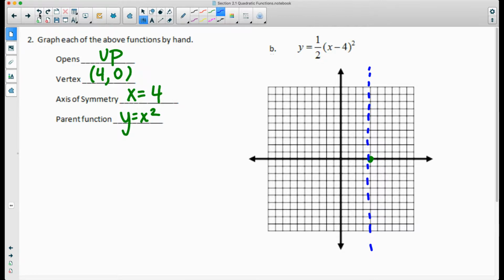And then if I plug in, let's say 3, I'm not going to get a pretty thing because I'm dealing with halves. So let's plug in 2. So 1/2, 2 minus 4 squared. 2 minus 4 is -2. -2 squared is 4. Half of 4 is 2. So I'm going to plot the point 2, 2. Hop across the axis of symmetry. And I have my 3 points.